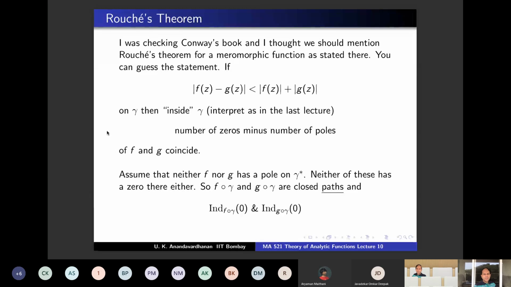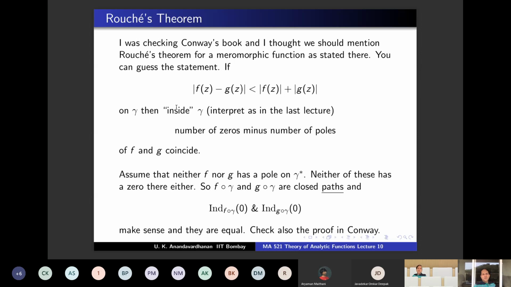These things make sense, right? Because F has no zero on gamma star, the index is well defined. Similarly, this index is well defined, and they are equal by the straight line homotopy. So our proof goes through, but check the proof in Conway. That's I think much more elementary. What Conway does, I did not write down. I didn't have enough time to copy and paste it. So you check it, but anyway, verbally, let me tell you.